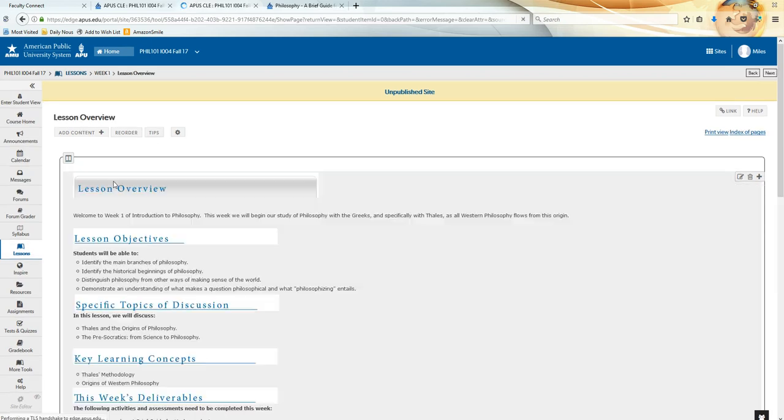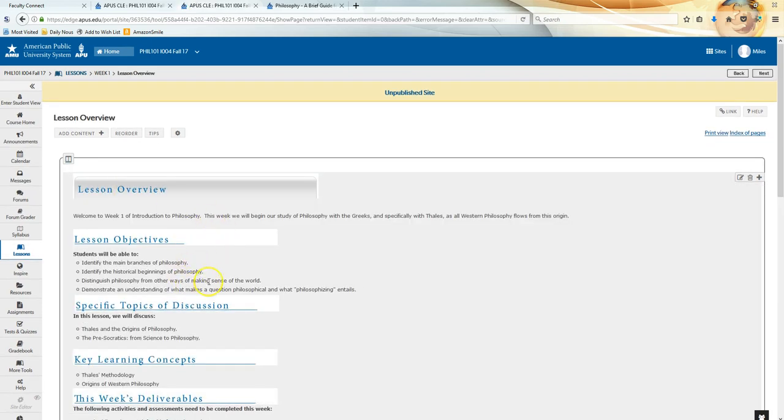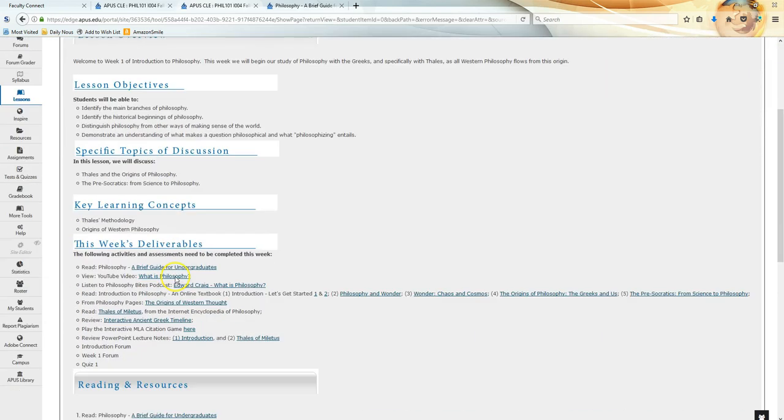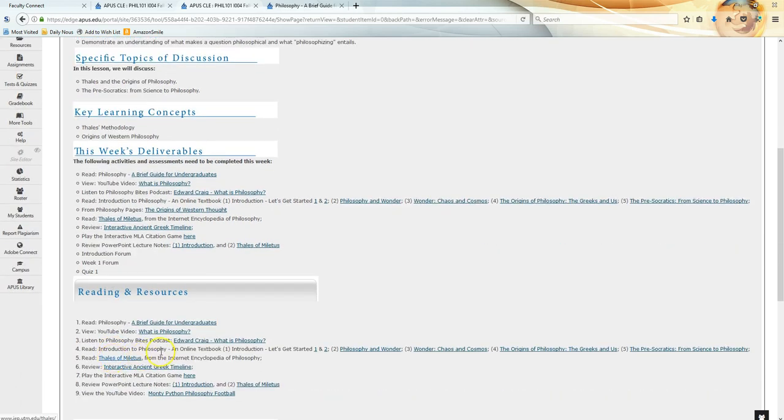Now, I recommend starting with the lesson overview because this gives you a good sense of what we plan to do with the objectives, how we're going to do it, and it also gives you access to all the stuff that we're actually going to work on during the week: what to read, what to listen to or watch, what you can use for review in terms of the PowerPoint lectures, and then also assignments as well, to do the forum posts, to do the quizzes, whatever.